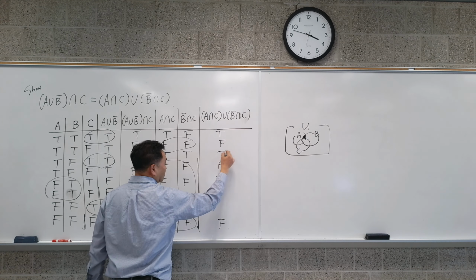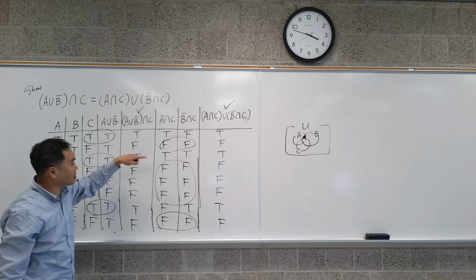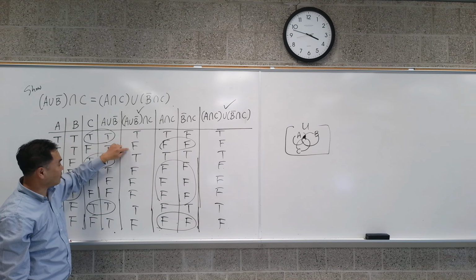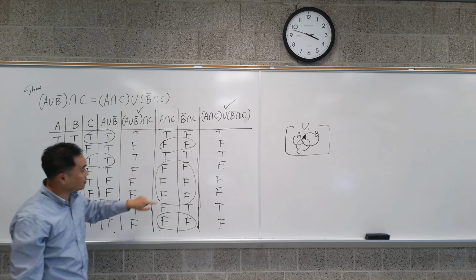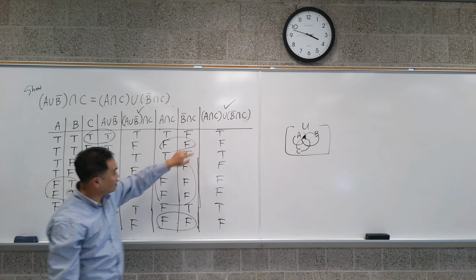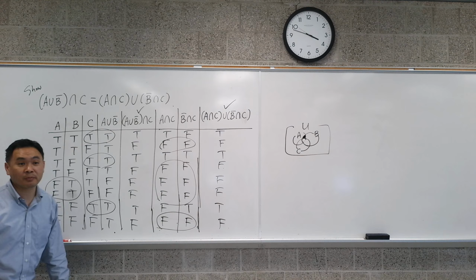Now compare this column here with this column, because that's the left side and that's the right side. TFT, FFF, TF. TFT, FFF, TF. So this truth table shows that the two sides are the same.